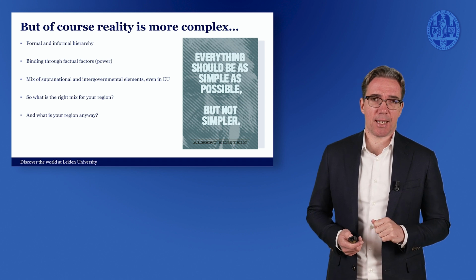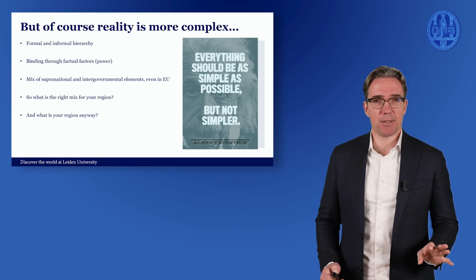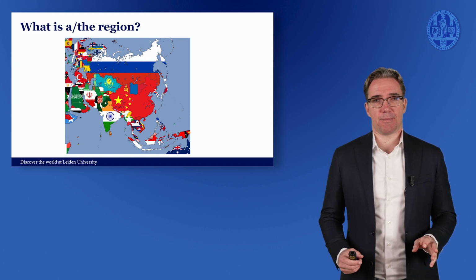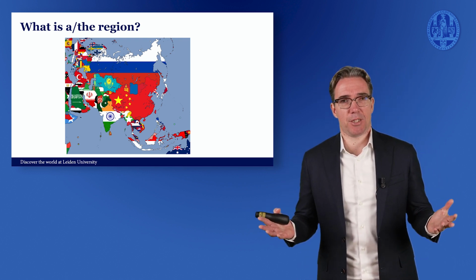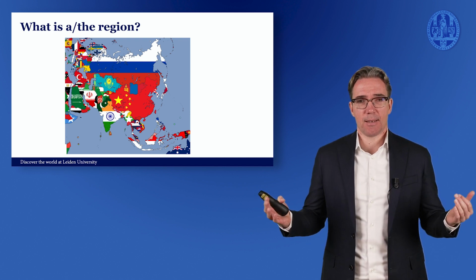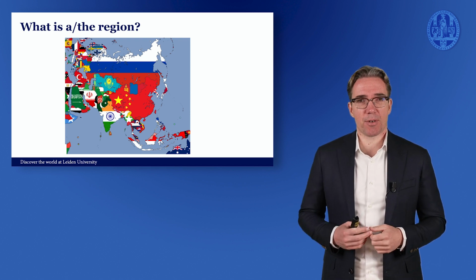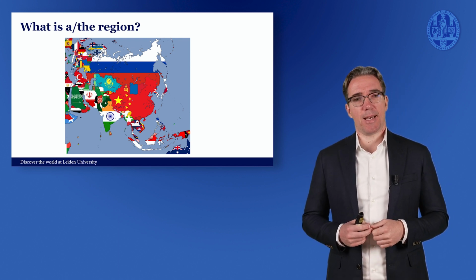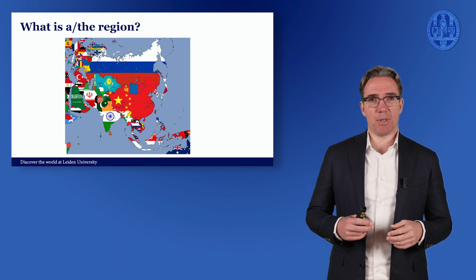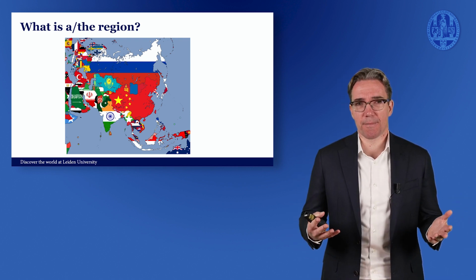And that leads us to the second question, what is your region anyway? When we talk about a region, what do we mean? For example, let's take Asia. What is Asia? Where does Asia begin? Where does it end? Who's part of Asia? Who gets to decide whether you're part of Asia or not? And does it always remain the same? Could Asia be something different 20 years from now than it is now? How does that work?